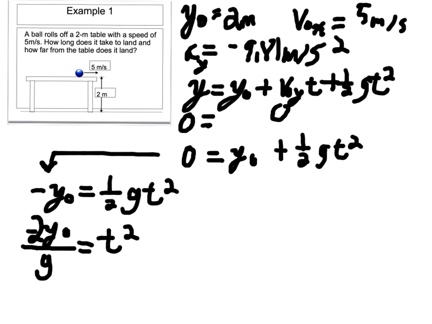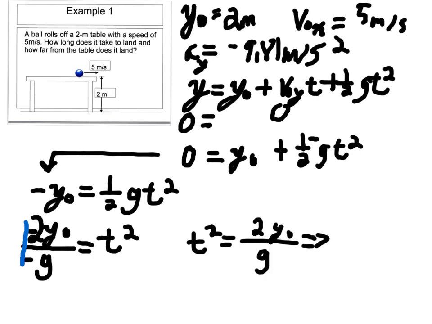We know that g is actually negative, as I've defined it above, so we could just say the negative's part of g, and it's fine, it's not necessarily a mistake. But for the sake of simplicity, since people freak out with negatives, I am going to put the negative on the g, and notice that the negative and negative in the fraction will cancel out. So now I'm left with, flipping it around, t squared equals 2y naught over g. Therefore, t equals the square root of 2y0 over g.